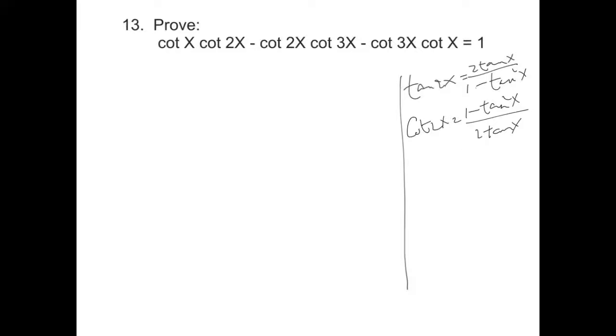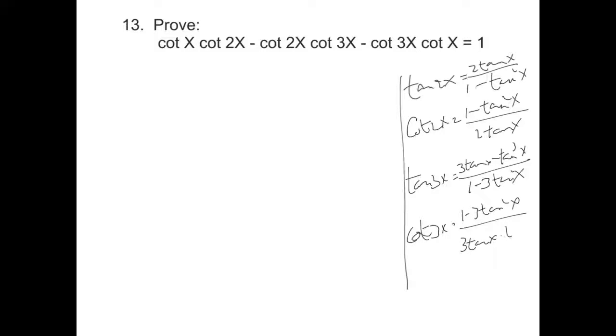We'll try to get everything in the form of tan x rather than cot x because that will be easier to do. And we also know that tan 3x equals 3 tan x minus tan cube x divided by 1 minus 3 tan squared x, and therefore cot 3x would be equal to 1 minus 3 tan squared x divided by 3 tan x minus tan cube x. So let us get everything in the form of tan x rather than cot x. That might be easier to do here, although we could have attempted to get everything in the form of cot x as well, but right now we'll try to do everything in tan x form.